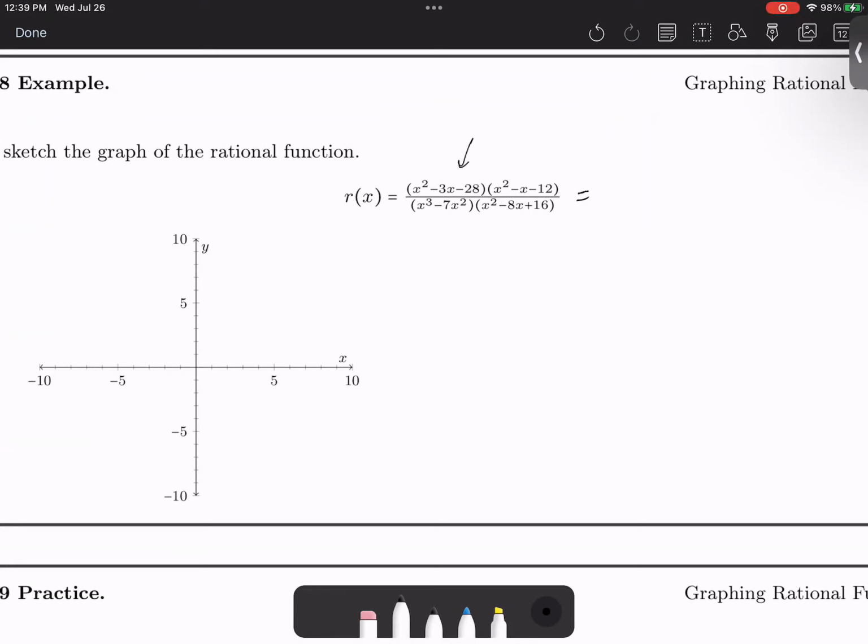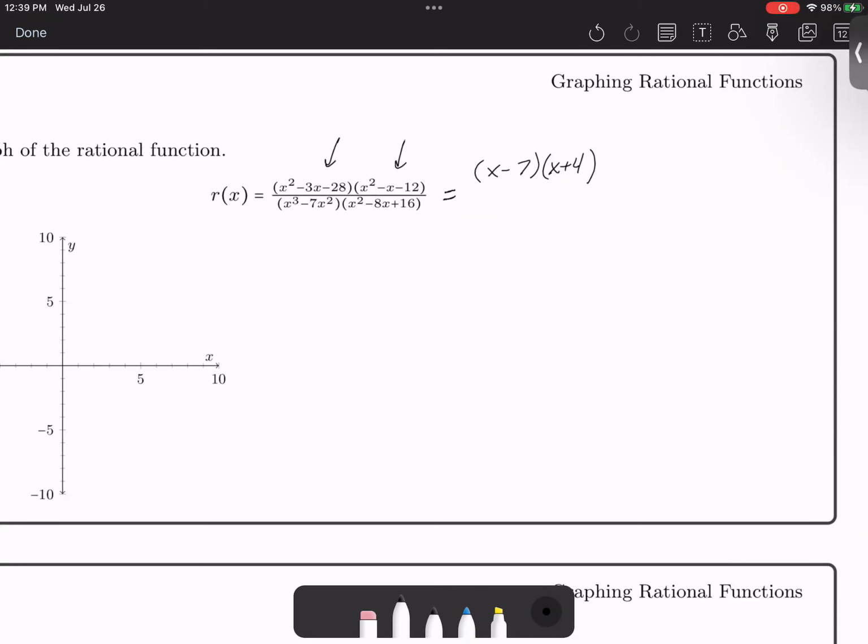So I think I can factor this first quadratic as 7 and 3. No, 7 and 4. So let's do x minus 7, x plus 4. This factor right there, it's 12. It's got to be 3 and 4. And it's down 4, up 3. Okay, double check me that that is a correct factorization of that numerator.